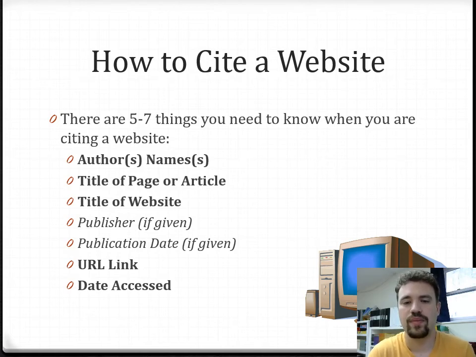So there are 5 to 7 things you need to know when you're citing a website. Bold are absolutely essential. The author's name, the title of the page or article, so that's the specific page or article, and then the title of the overall website. So the page or article is going to be that one particular page that you could click on and it doesn't occupy the whole website, right?